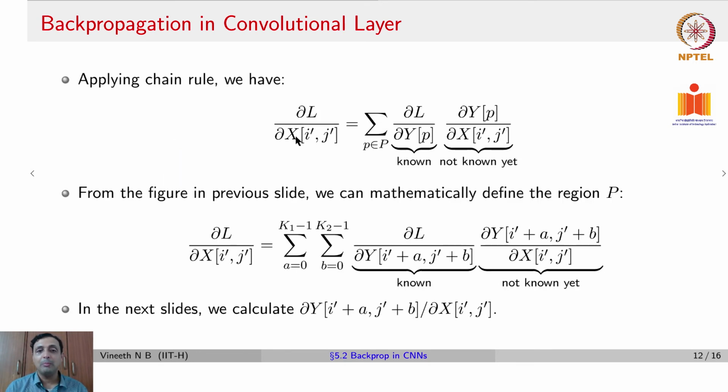Let's now say ∂L/∂X at i', j' is the summation over all pixels in that region P of ∂L/∂Y_P times ∂Y_P/∂X at i', j'. From the figure in the previous slide, we can define that region P as a going from 0 to K1 - 1, b going from 0 to K2 - 1, of ∂L at a particular pixel Y at i' + a, j' + b, times the derivative of Y at i' + a, j' + b with respect to X at i', j'.